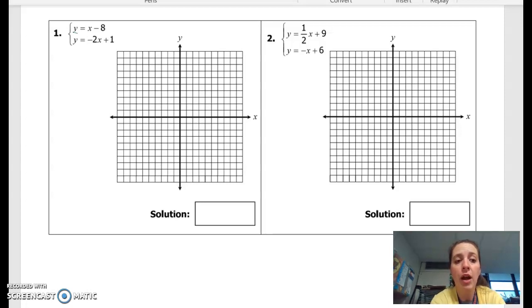So I'm going to go ahead and graph them. I see this, I have y equals x minus 8. So the first thing I plot is a minus 8, 2, 3, 4, 5, 6, 7, 8, and I put a dot there. And I have a slope of a positive 1.